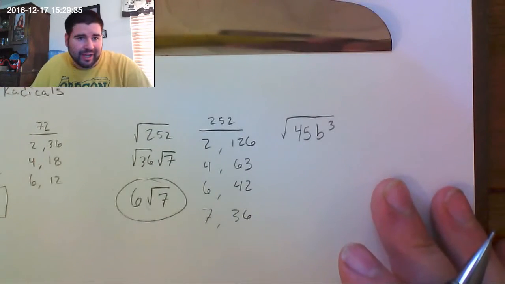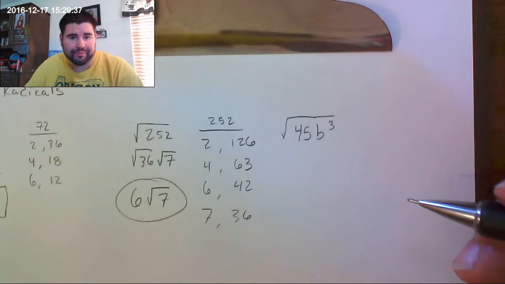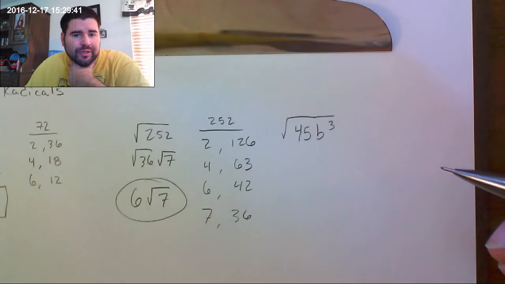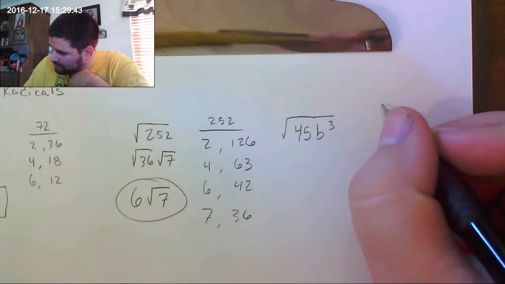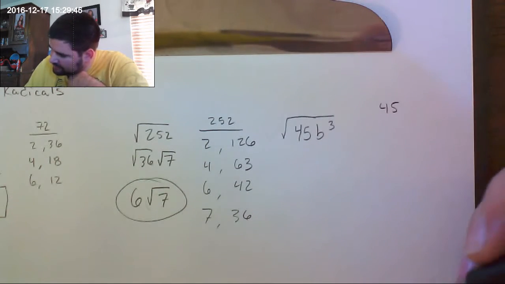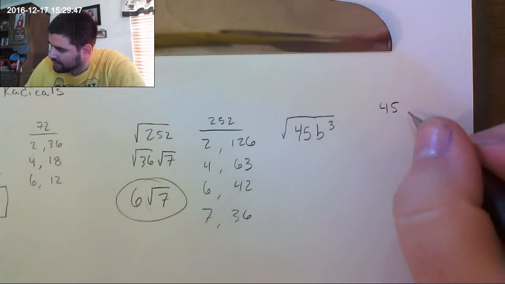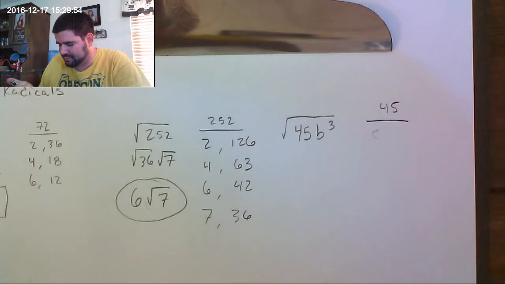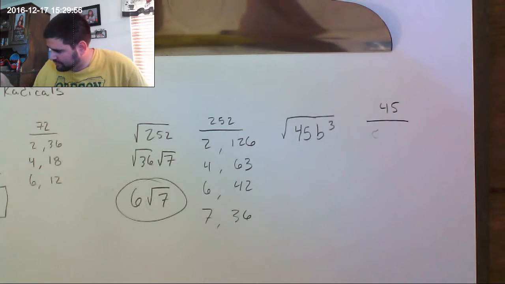Now moving to this guy, this is going to be a bigger one. So we're going to have to really take this one into consideration. I know that 45 has a couple factors. We got 9 and 5 are a factor.